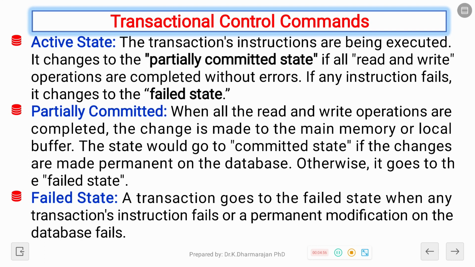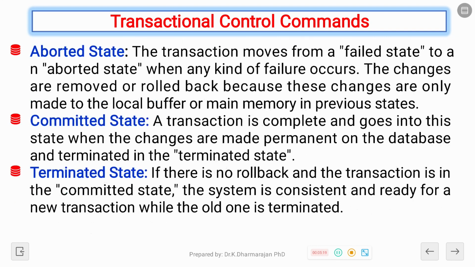Another thing, the failure state. Already you know what the failure state is. If any error occurs during the transaction, it goes to the failure state. A transaction goes to the failed state when any transaction instruction fails or the permanent modification on the database fails. We need to change back the old thing in the database. This concept is known as the failure state. Next is the aborted state. The transaction moves from the failure state to the aborted state. Once the transaction fails, we terminate it. This state is called the aborted state.